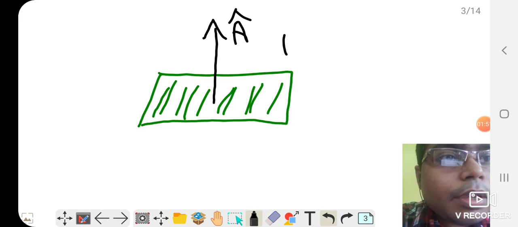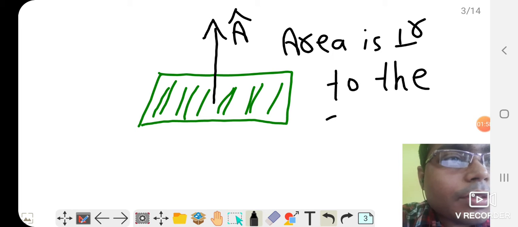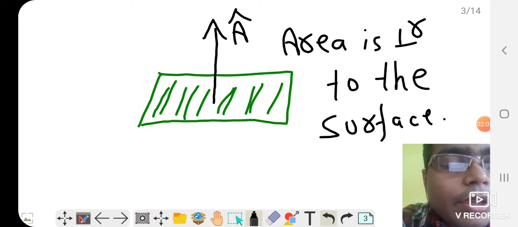So always remember the area vector is perpendicular to the surface. Clear? So area vector is always perpendicular to the surface. So which type of quantity is area? It is a vector quantity. Why is it a vector quantity? Because it has both magnitude as well as direction. So for a given surface, how to find out the direction of area vector? The direction is always given by the perpendicular.